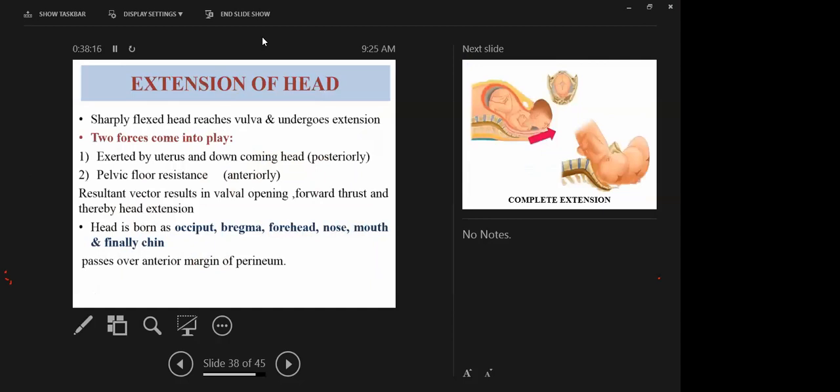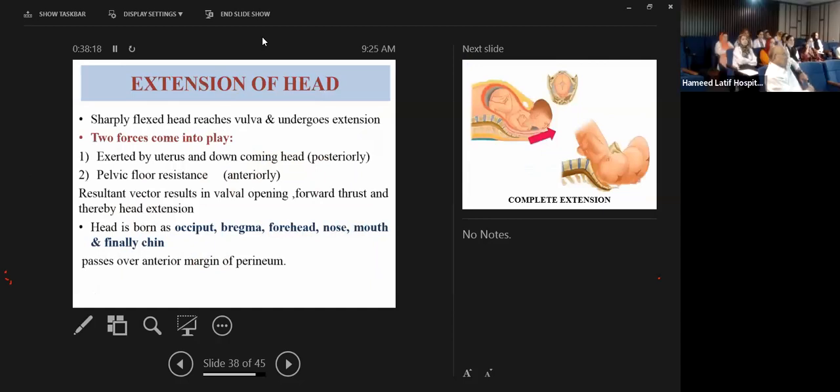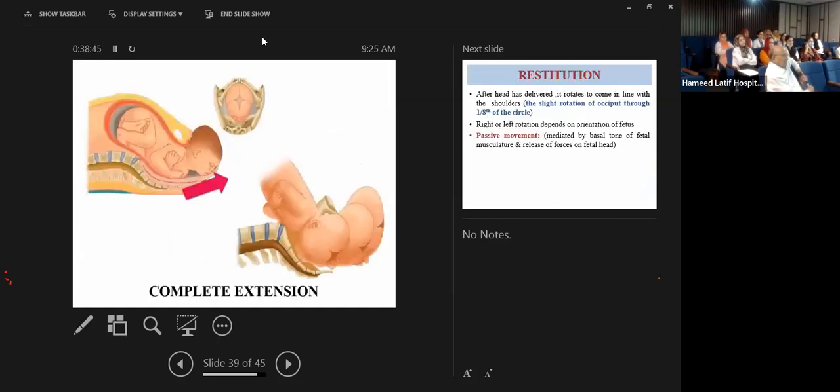Extension of the head. The sharply flexed head reaches the vulva. Here two forces come into play: posteriorly, exerted by the uterus and the down-coming head, and anteriorly, the pelvic floor resistance. The resultant vector results in vulval opening, and there is a forward thrust, and the head is delivered by extension. The parts that come out are the occiput, bregma, forehead, nose, mouth, and finally the chin. Here is complete extension.